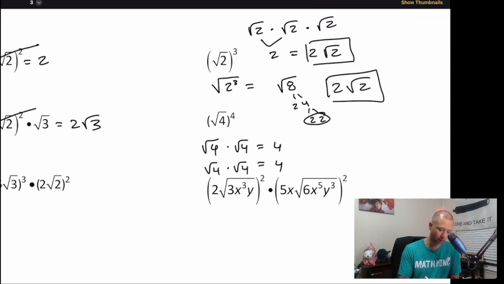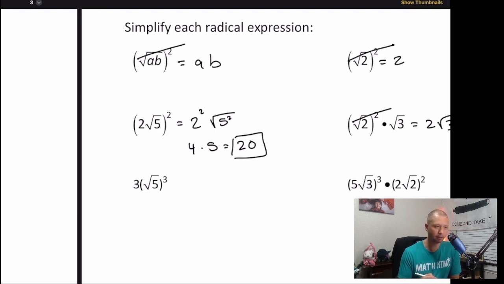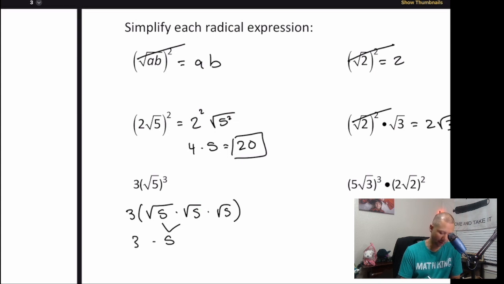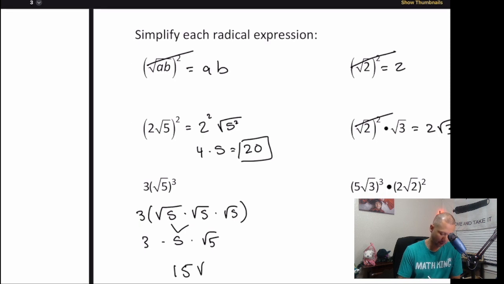Again, that's 4. When you multiply those together, we get 16. Okay, this one looks a little tricky because there's a cube. So this cube does not apply to the 3 in front, right? It only applies to what's inside the parentheses. So it's going to be 3. Then we could do root 5 times root 5 times root 5. This is going to be 5 root 5. So 3 times root 5 times 5 would all be 15 root 5.